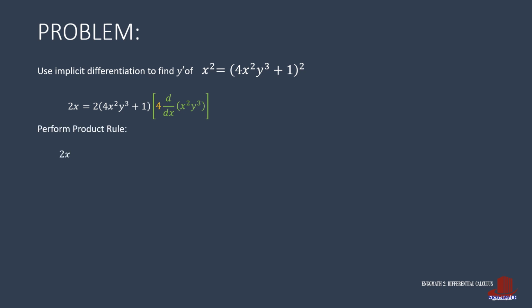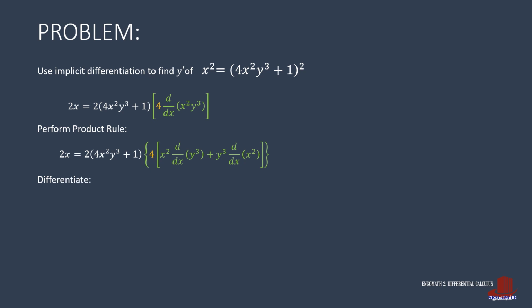We then get 2x equals twice the binomial times a factor 4 with the expanded differentiation of x squared times d over dx of y cubed, plus the second term y cubed multiplied by the derivative of x squared. After this expansion, the function became longer, but the terms to be differentiated became simpler.